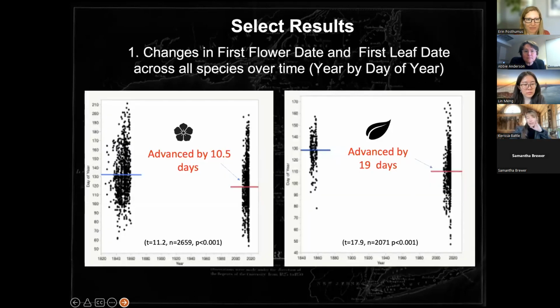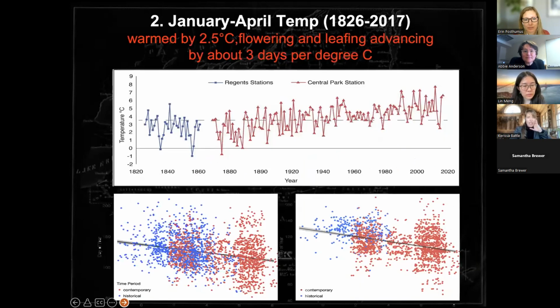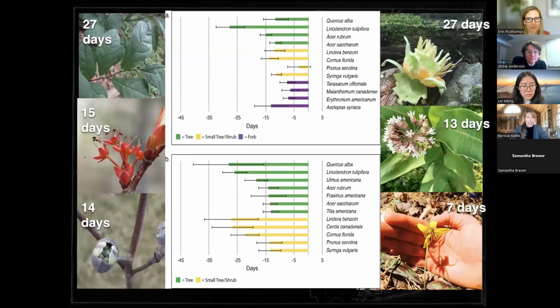So we found that the majority of the plants are, as you would probably guess, leafing out and flowering earlier. Overall, on average, flowering by about 10.5 days and leafing out by 19 days. We did find that the temperature since the first record in 1820 has advanced by 2.5 degrees Celsius, and that the plants are both leafing out and flowering about 3 days per degree Celsius change, from the historic to the contemporary time.